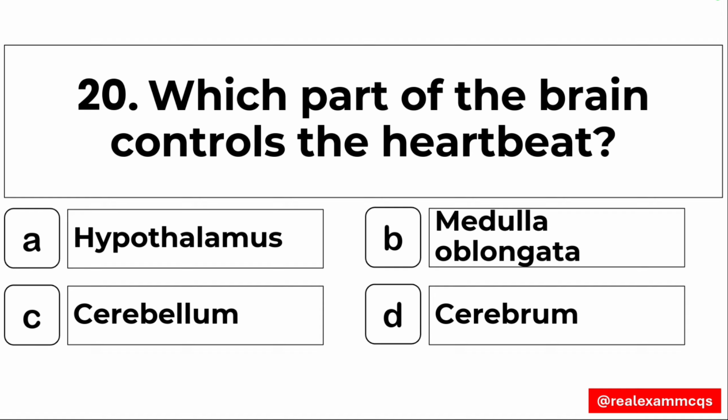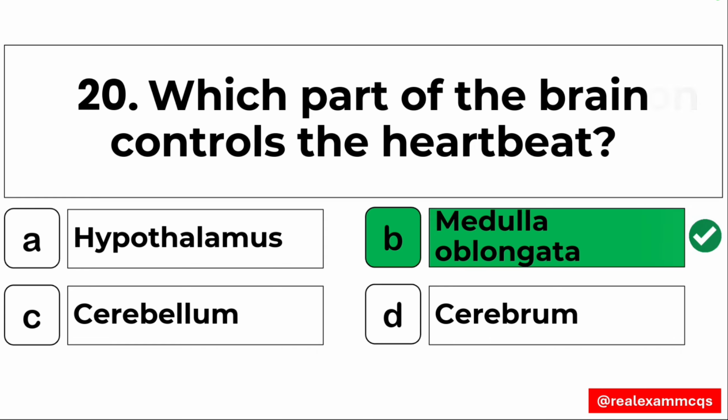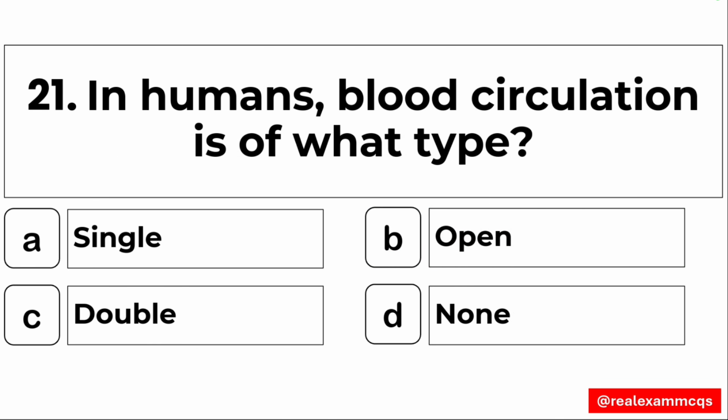20. Which part of the brain controls the heartbeat? It is the medulla oblongata. Option number B. 21. In humans, blood circulation is of what type? Option number C, double.